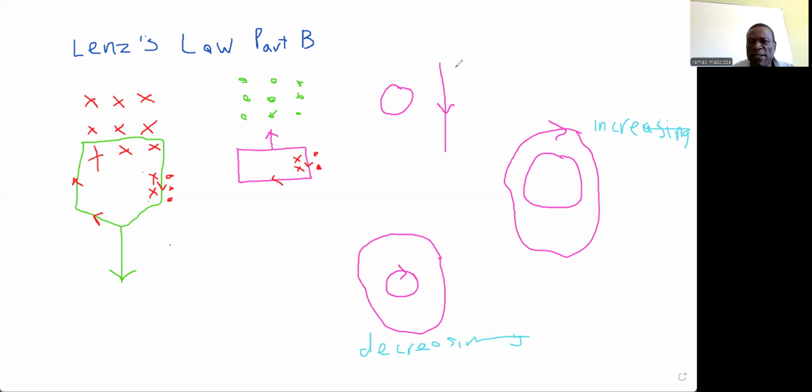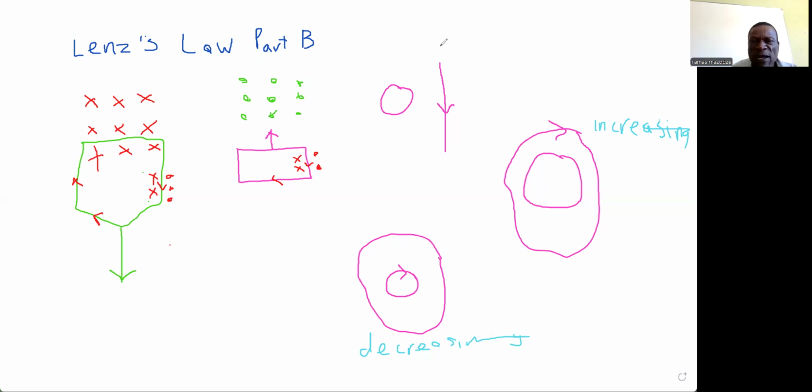Okay, let's look at this one. Here, the question can say, this is the coil, and there's a current carrying wire here. What happens at the moment you switch on?